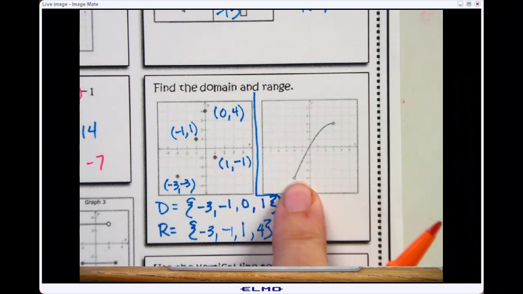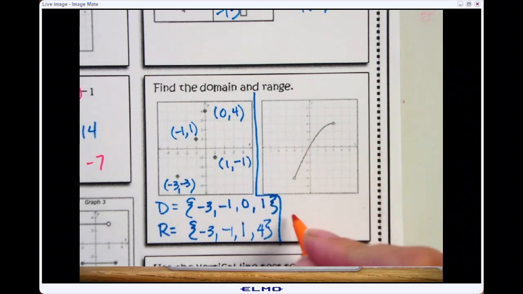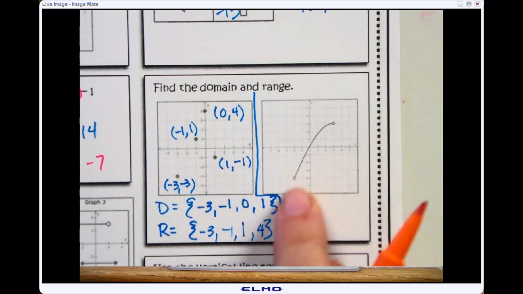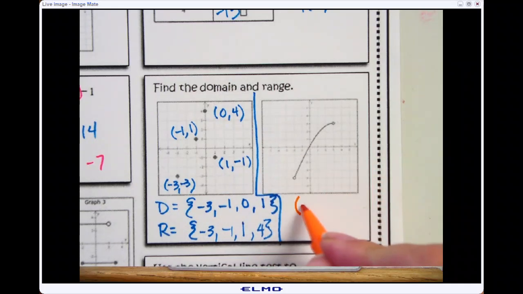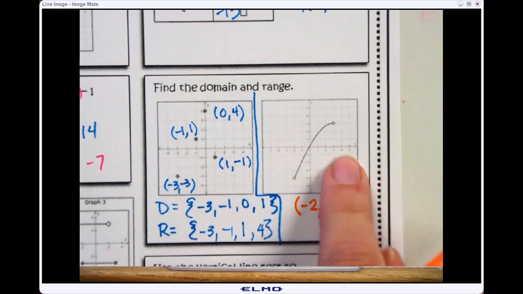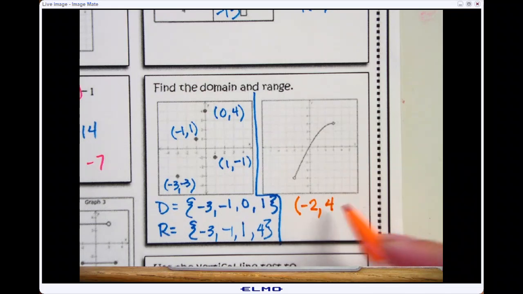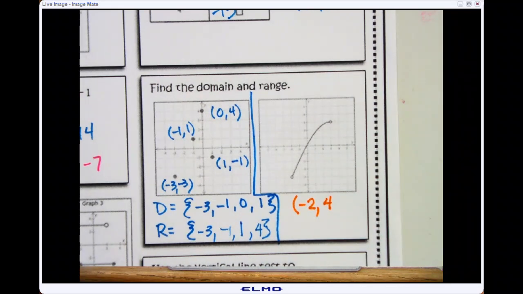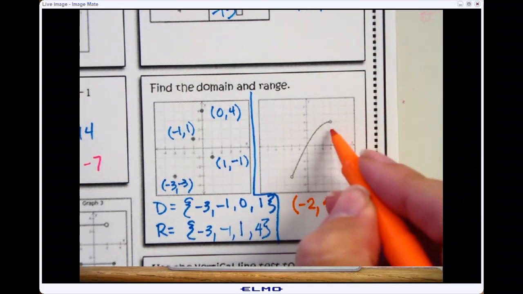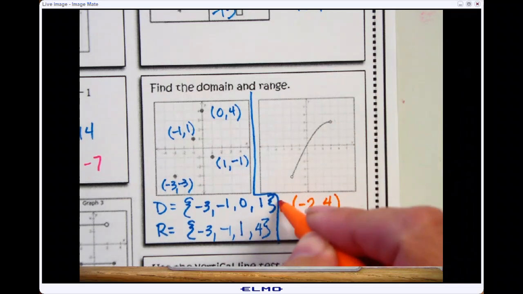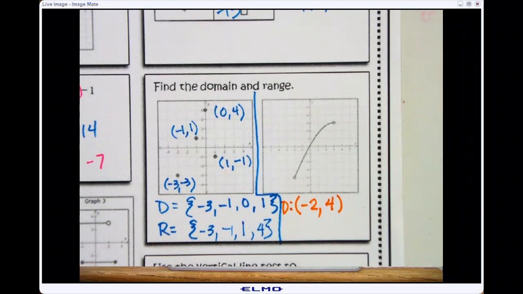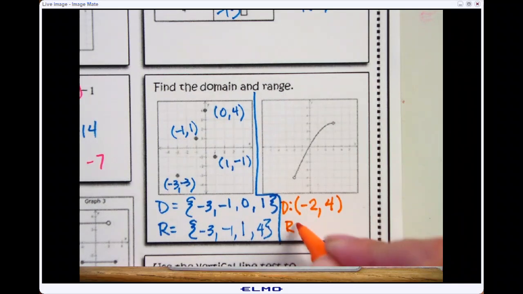If that's an open dot, am I going to have a parenthesis or a bracket? It can't equal it, so it's a parenthesis. So actually, it's negative 2, and then we go to 4. Is it going to have a parenthesis or a bracket? Parenthesis because of that open dot, right? That's our domain. If it's an open dot, then it's parentheses. If it's a closed dot, it's a bracket. Okay. So now let's do our range.